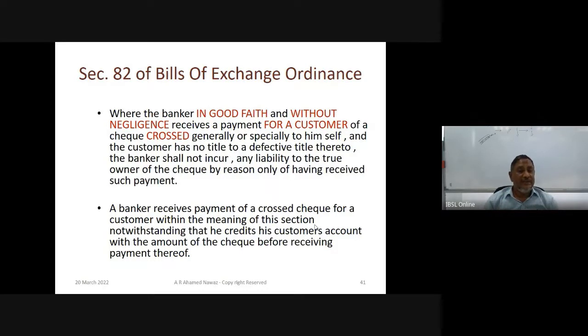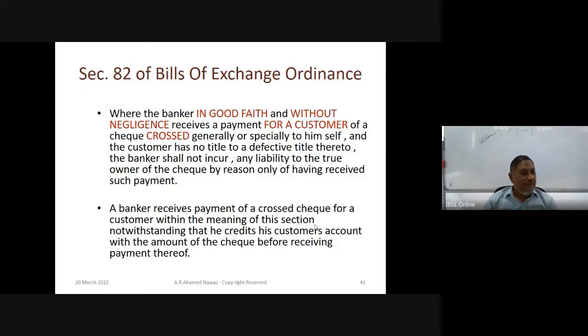Then, without negligence, this is another very important part. What is negligence? That is, the banker does the work not according to the practices and the laws and rules. Without negligence. Negligence is a negative term. Without negligence means under the good term; it is a further negative. See the words very seriously.